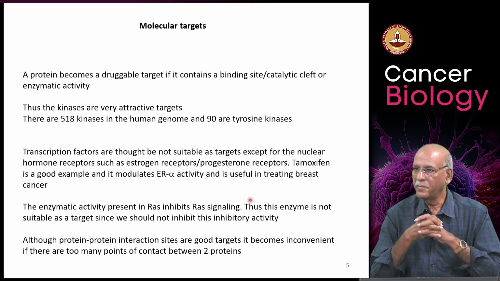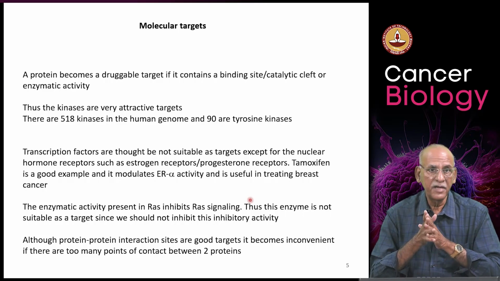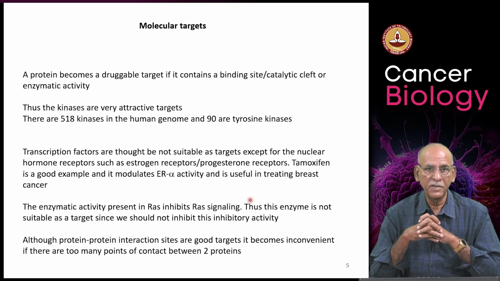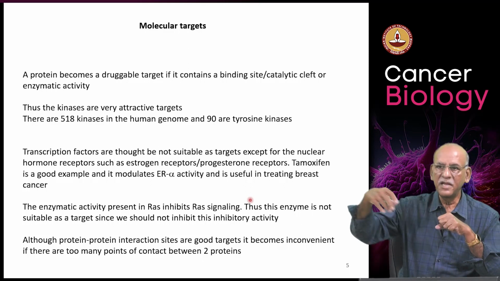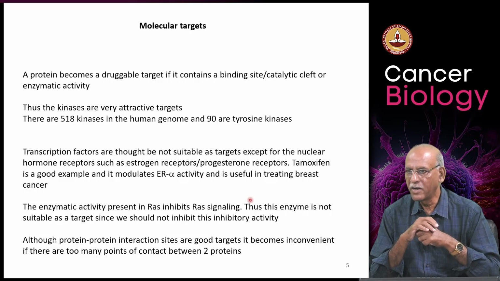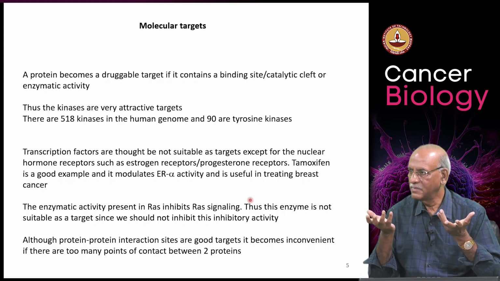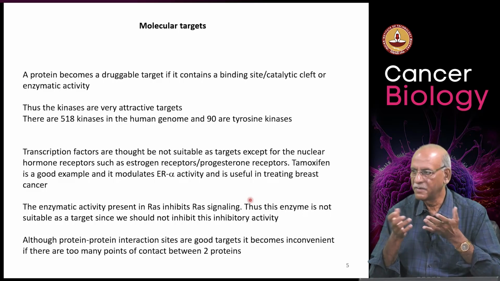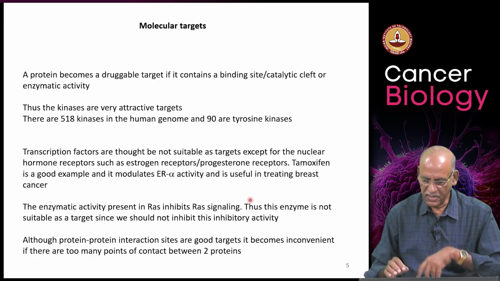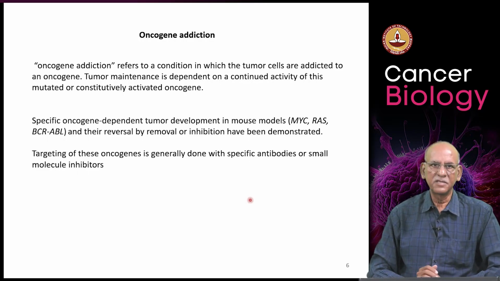Other thing is protein-protein interactions. Interaction sites are good targets, but it becomes inconvenient if there are too many points of contact between two proteins. It is not that only two proteins will interact with each other. That may be a chain reaction. So, if there are too many partners they interact with, then it becomes difficult to target only one of them or many of them. If you just target only one, perhaps the intended result may not be obtained. So, that is another. These are just an overview, but this is an important concept.